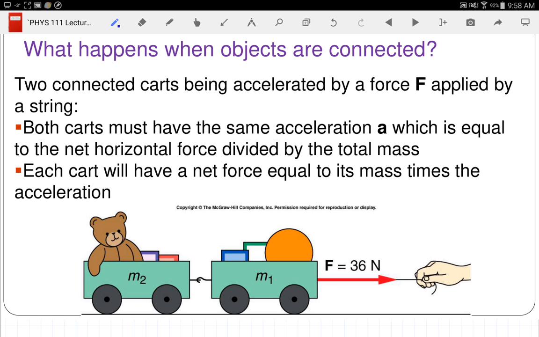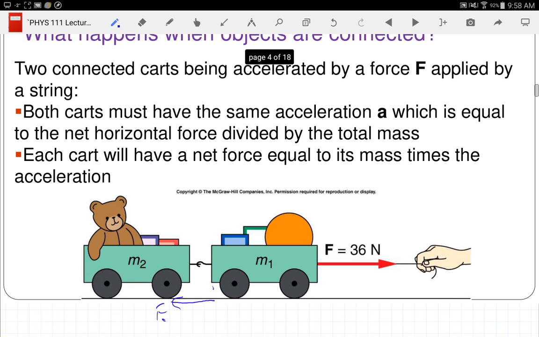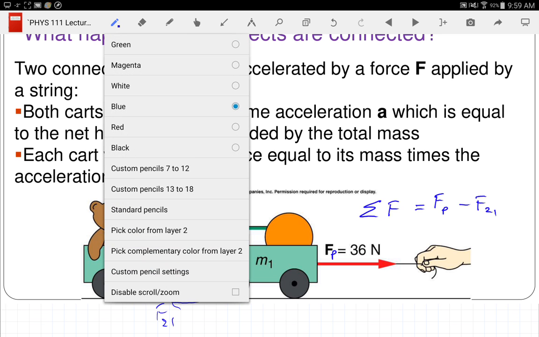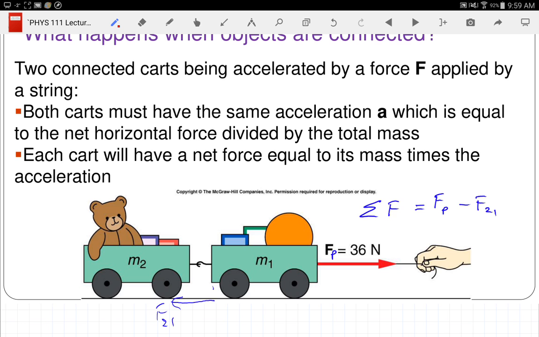What other forces? Okay, there is a force. I'm going to draw it down here. There's a force of cart 2 pulling back on cart 1. And so if I take the net forces there, the net force is equal to the force pulling minus the force of cart 2 on cart 1. Now let's look at the second. What forces are acting on the second cart?